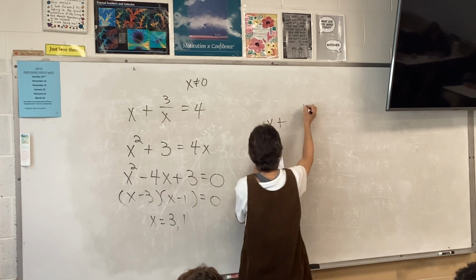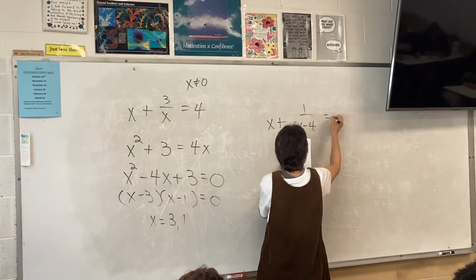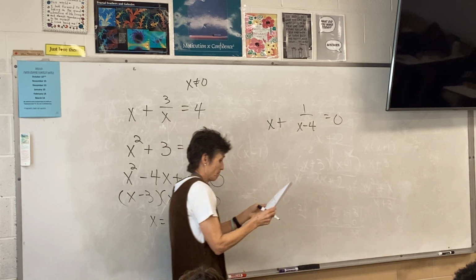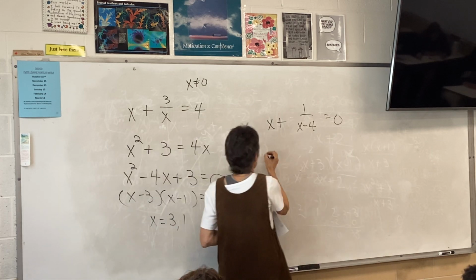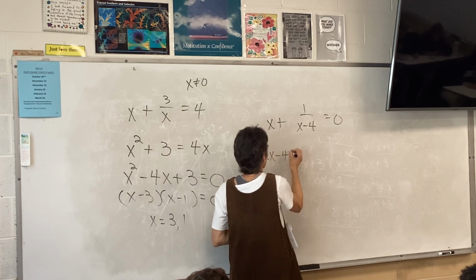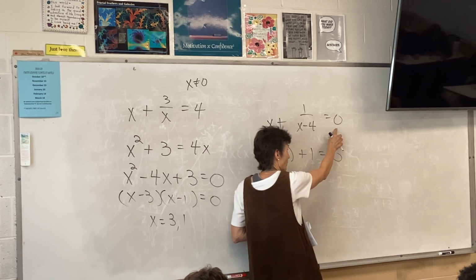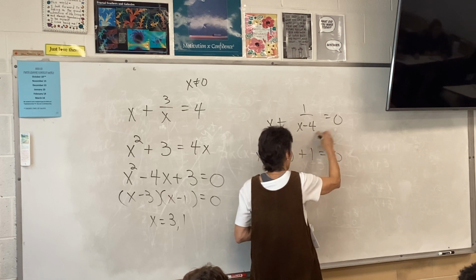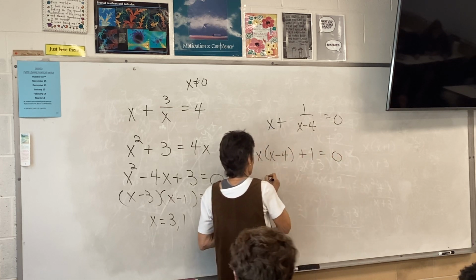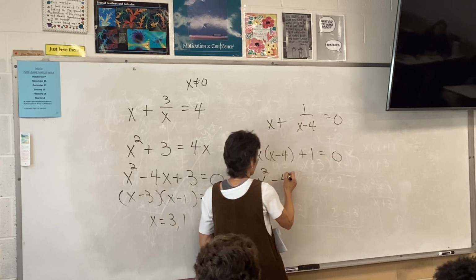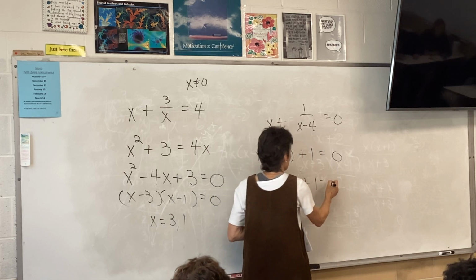Looks like the same exact sort of thing. What do you want to do with it? Multiply by X minus 4. So x minus 4 plus 1 equals 0. The nice thing about having a 0 over here is it never changes, right, when you multiply? So x squared minus 4x plus 1 equals 0.